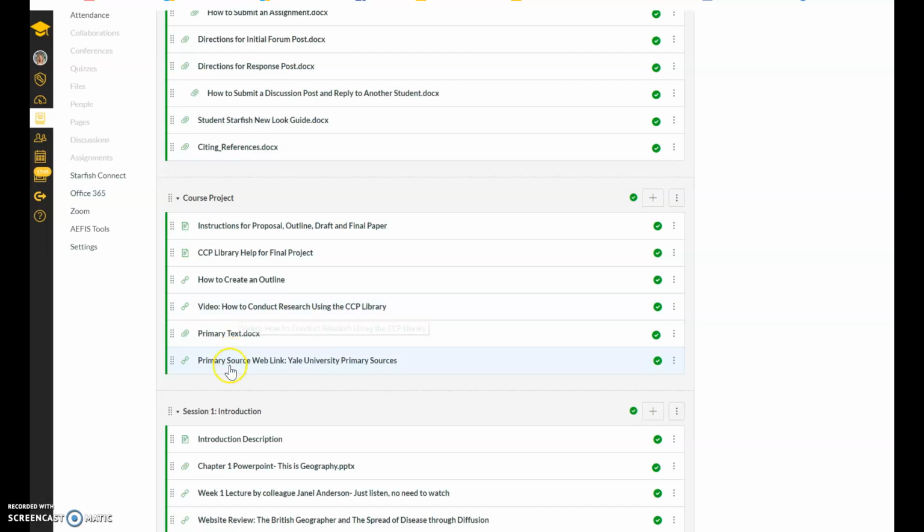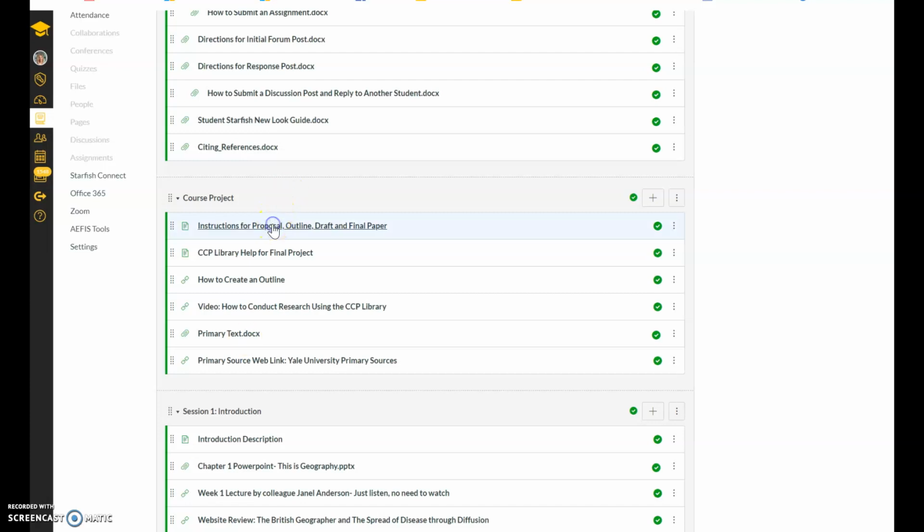Because you are required to use primary texts, here's a little document on what primary texts are. And here's also a primary source web link from Yale University that also gives you examples of what I mean by primary sources. Okay, so there you go.